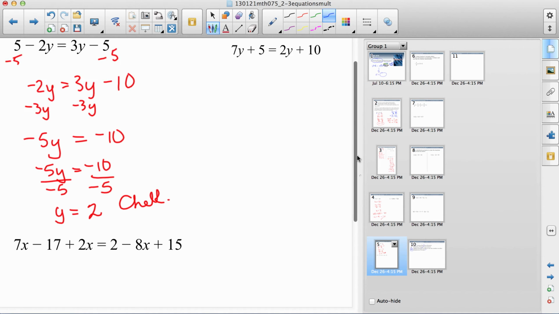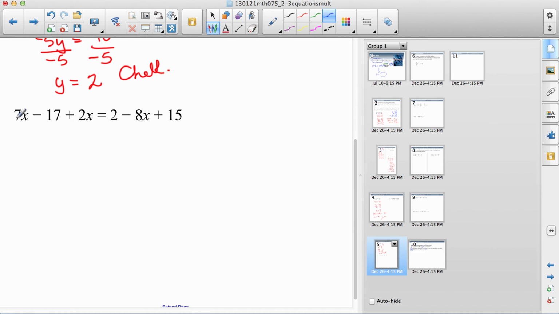So you could skip a step if you want and just say, well, here's a 7x, I'll leave that there. There's a positive 2x, I'll leave that. Here's a negative 8x on the other side, so if I move it over to this side, it becomes a positive 8x. See how easily you can get those x's together?